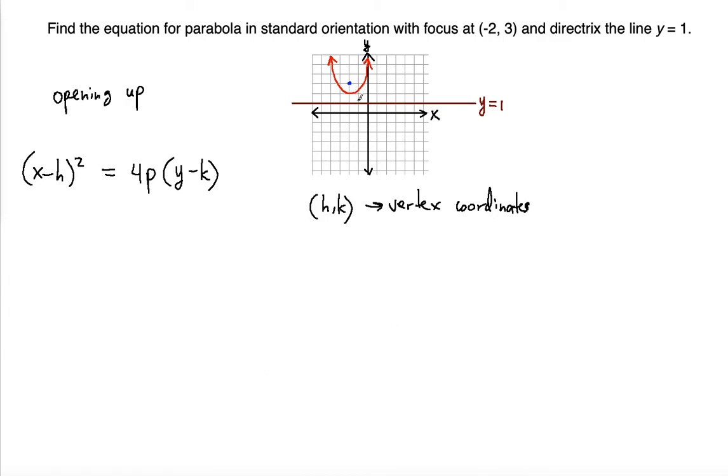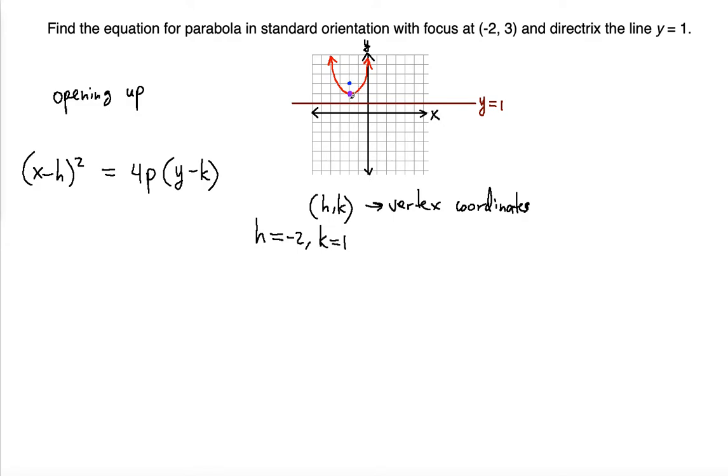Now the vertex coordinates are what? As we know, the vertex is right here, right in the middle between the directrix line and the focus point, right? So we know that's a point, and that's (-2, 1). Okay, so h is -2, k is equal to 1.